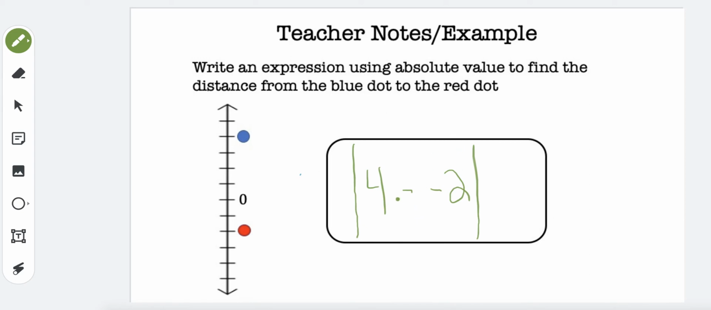Okay? So first of all, remember when we subtract a negative, it's the same as adding, right? So this really equals the absolute value of 6, which means the absolute value of 6 is 6. And that's the answer.